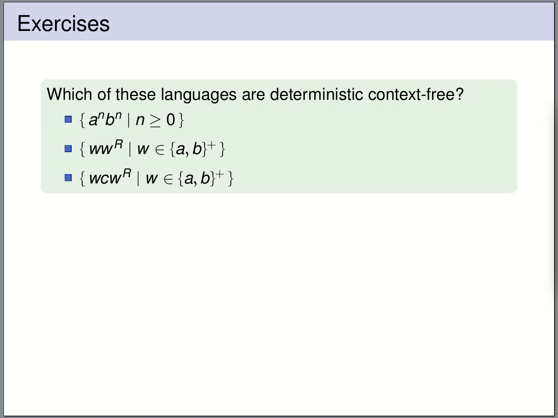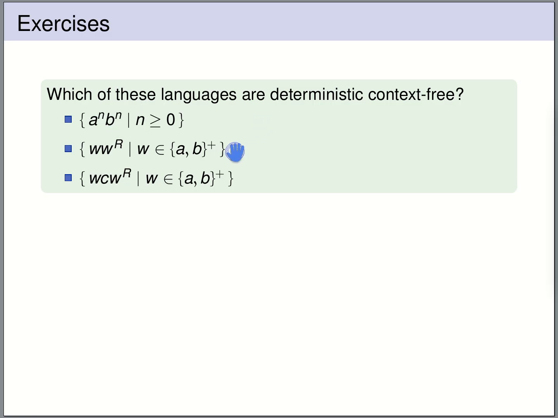Which of the languages shown on this slide is deterministic context-free? Let's start with a^n b^n for n greater equal 0. This language is deterministic context-free. Intuitively, the reason is that we don't have to guess. We push elements while we read a's, and we pop elements from the stack as soon as we start reading b's. So it's clear when there's the transition from a's to b's, and we just have to count that we have the same number of b's as we have a's. Indeed, it's an easy exercise to create a deterministic pushdown automaton for this language.